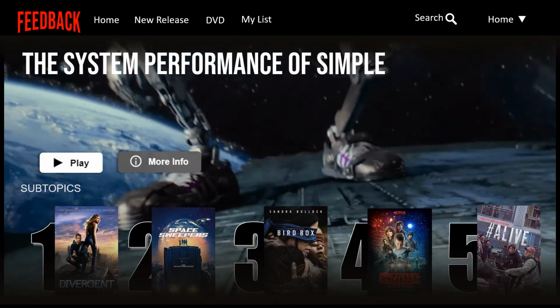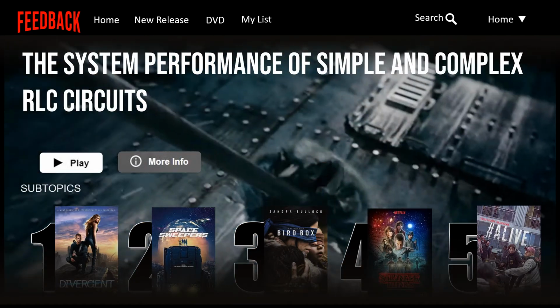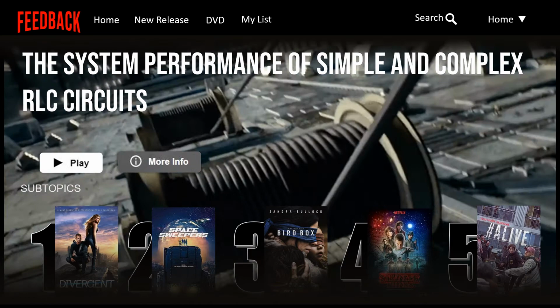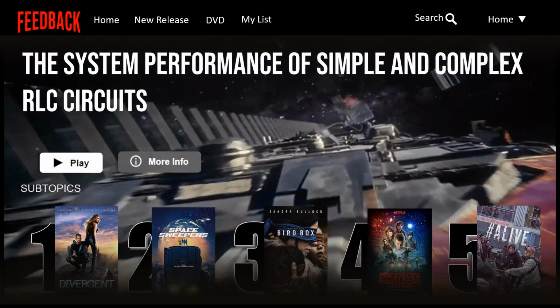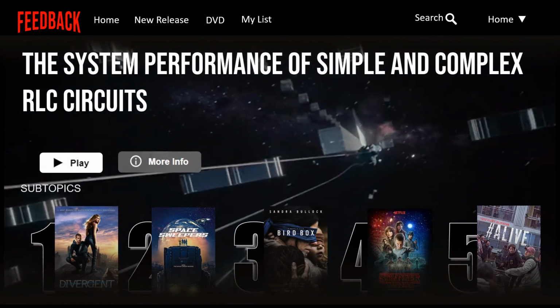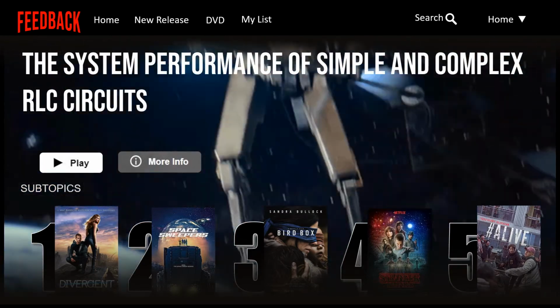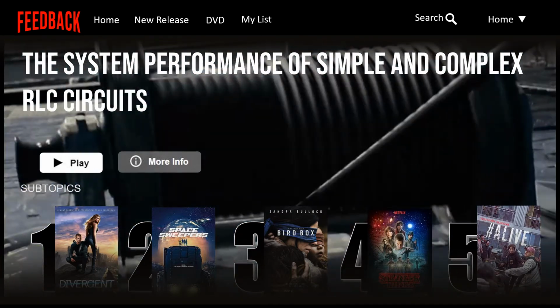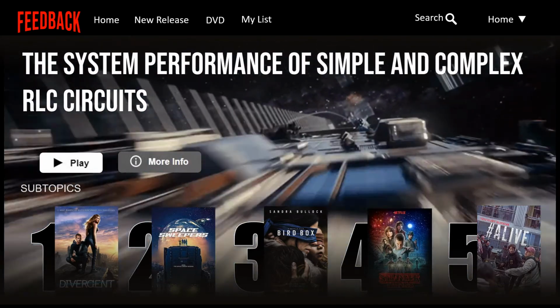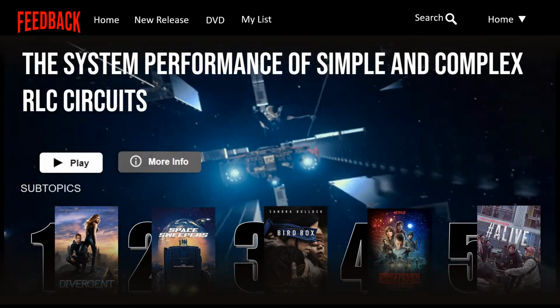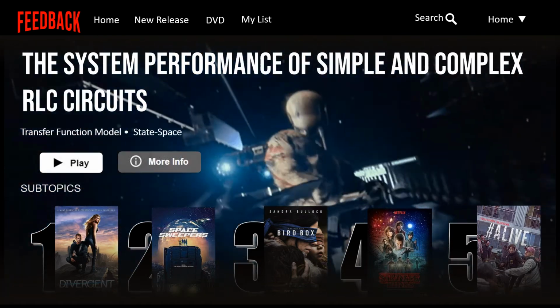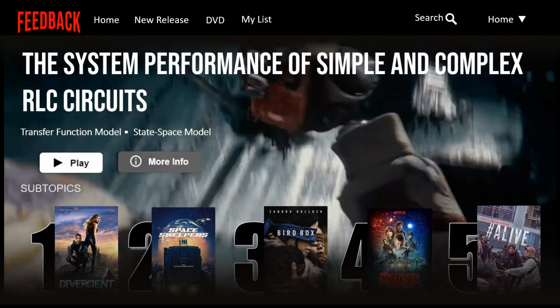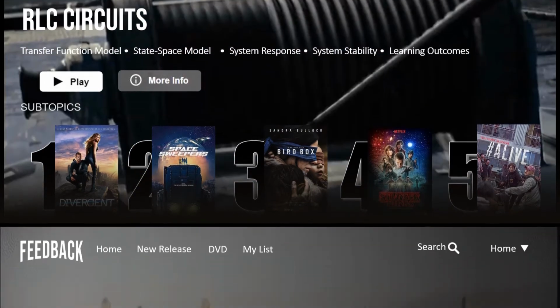System performance of series and complex RLC circuit. System analysis is conducted for the purpose of studying a system or its parts in order to identify its objectives. It is a problem-solving technique that improves the system and ensures that all the components of the system work efficiently to accomplish their purpose. In this presentation, we will discuss the two mathematical methods, namely the transfer function and state space model, and how they are used to determine a system's response and stability.